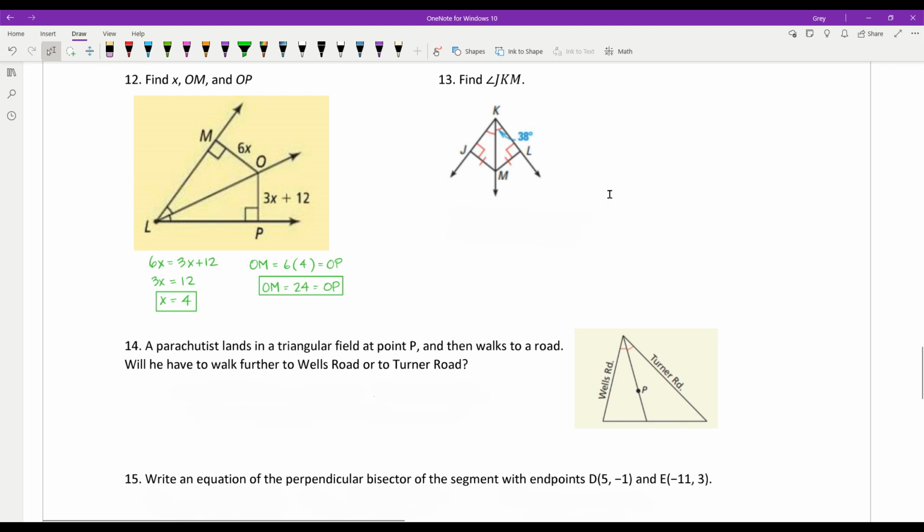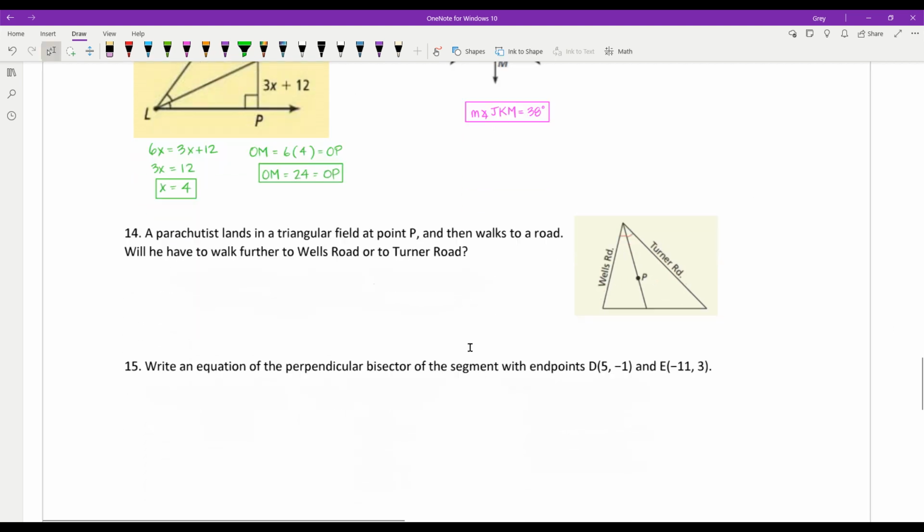Number 13, find angle JKM. So ray KM is the angle bisector of JKL. And JKM has to be the same as MKL. So it's just 38 degrees.